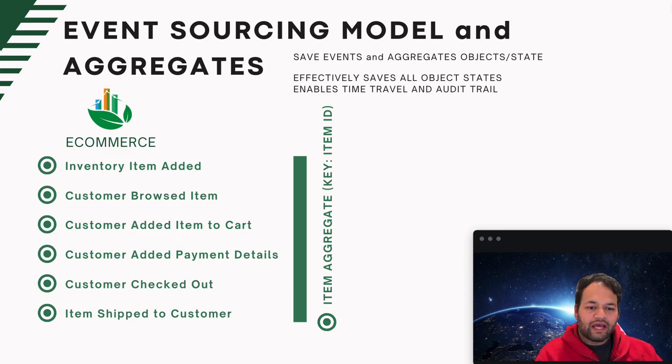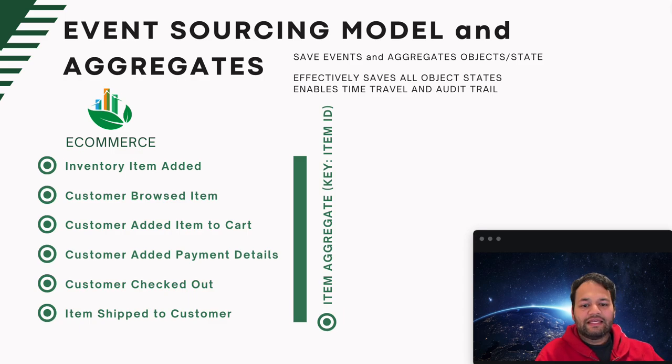Now, what we have here is a list of things that might happen. For example, an inventory item was added, a customer browsed an item, a customer added the item to the cart, and then they added some payment details and checked out that cart, and that item was then shipped to a customer.